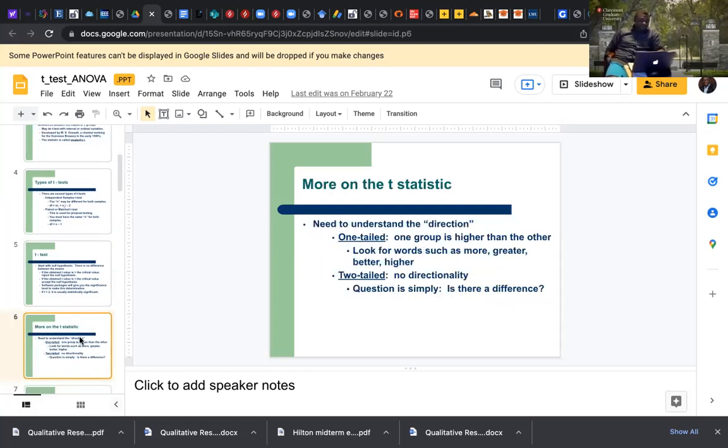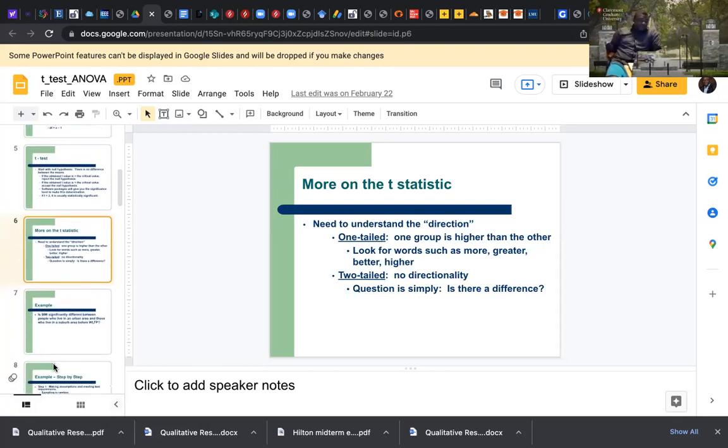So more on the t-statistic: one-tailed, one group is higher than the other. Look for words such as more, greater, better, or higher. In a two-tailed test, there is no directionality. This has to do with the kind of hypothesis. We have one-tailed hypothesis and two-tailed hypothesis. In a one-tailed hypothesis, there is one direction, like there is going to be a positive effect. Then in a two-tailed hypothesis, there is no direction, which means it could be either a direct or an indirect effect. Whichever way, the question is simply, is there a difference?